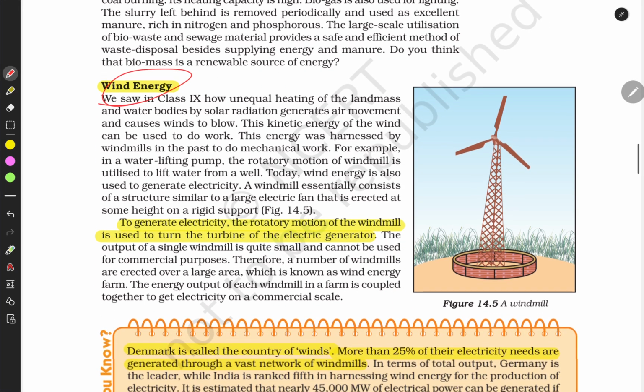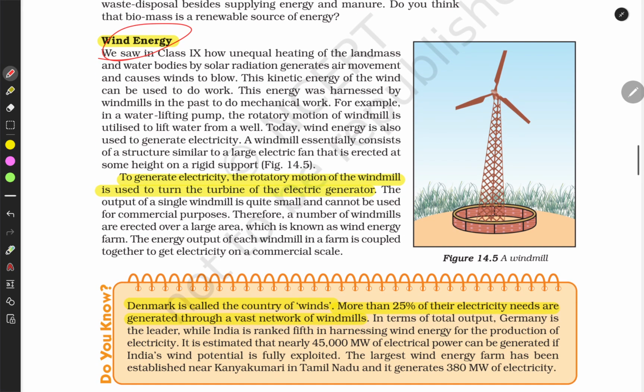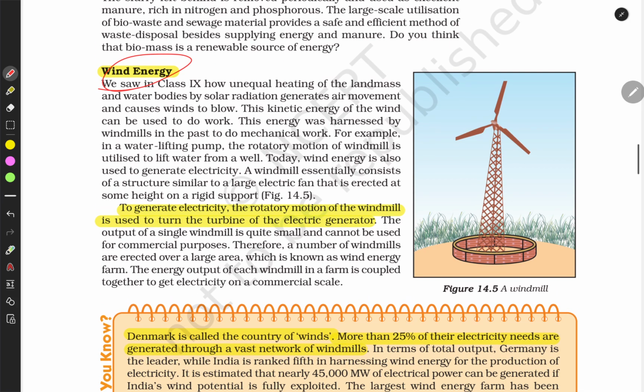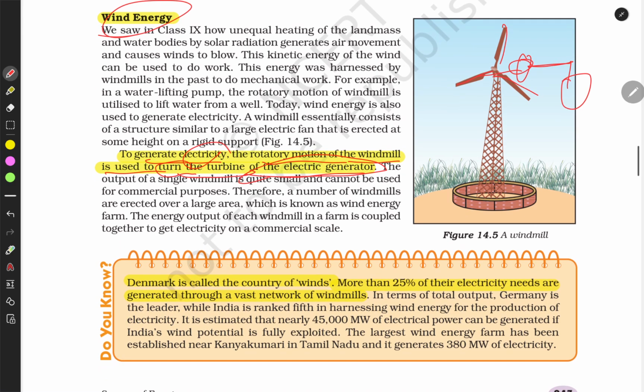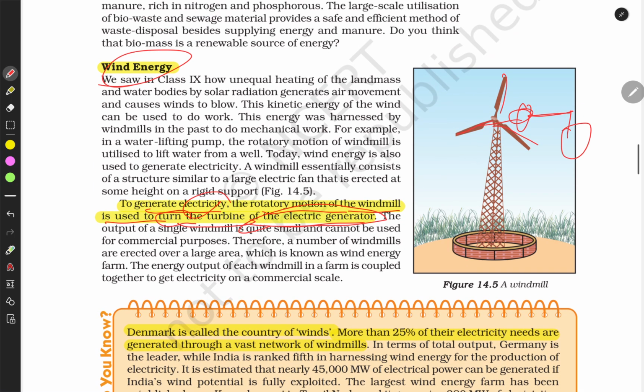Let's talk about wind energy. We again get the help of wind to rotate these blades, and generators convert mechanical energy into electrical energy. To generate electricity, the rotary motion of the windmill is used to turn the turbine of the electric generator. So the same thing is happening. Even in the case of water, we heat it up into steam, and the steam is used to rotate the blades of the turbine. Here also, in wind energy, we are doing the same thing.